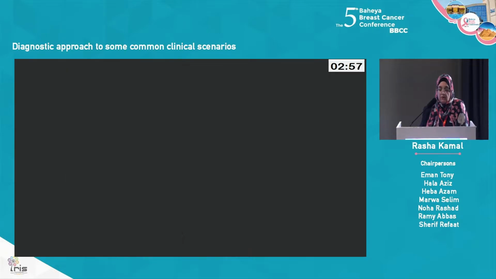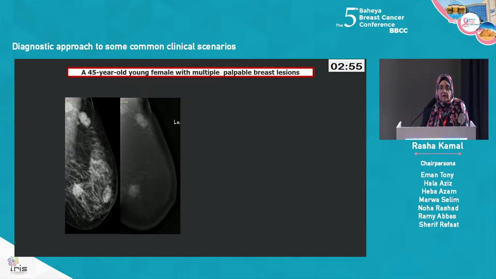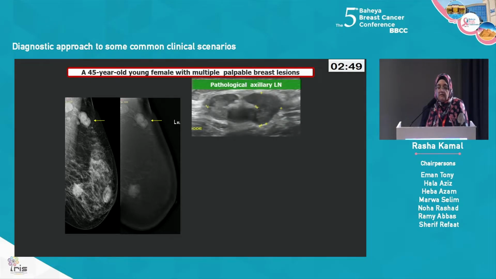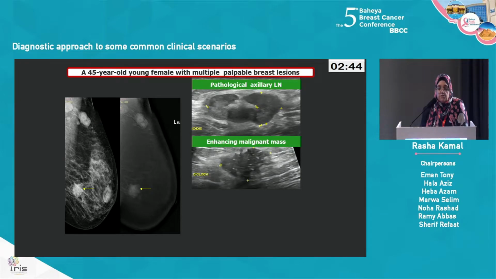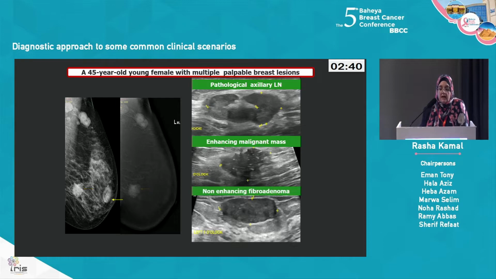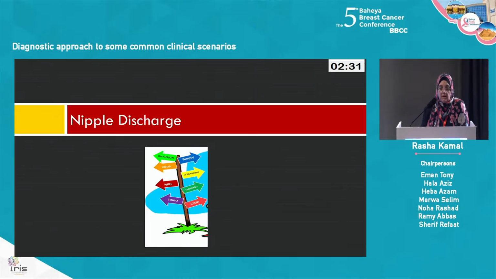If we go back to her ultrasound examination, we will find that we had these features on the ultrasound without a need to perform the contrast mammography. This was the pathological axillary lymph nodes. This was the malignant enhancing lesions, and we can see the microcalcifications. And this was the fibroadenoma. So we could have solved this case with the mammography and complementary ultrasound without the need for a contrast mammogram.